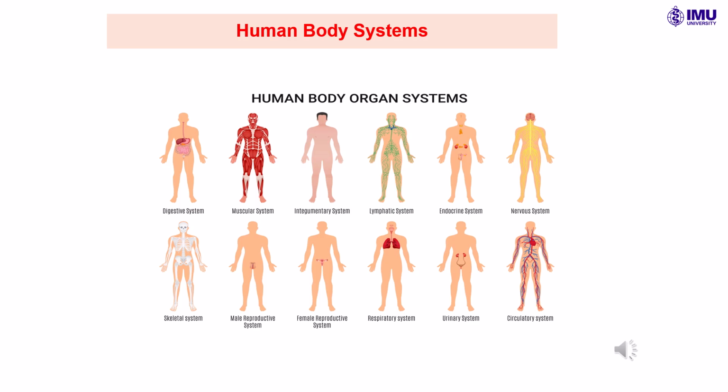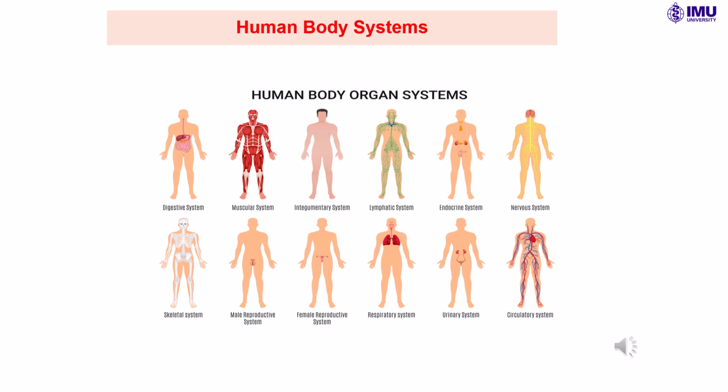The circulatory system, also called the cardiovascular system, contains the heart and blood vessels like arteries, veins, and capillaries. This system helps to maintain life by sending oxygenated blood to all tissues and organs of the body, 24/7.